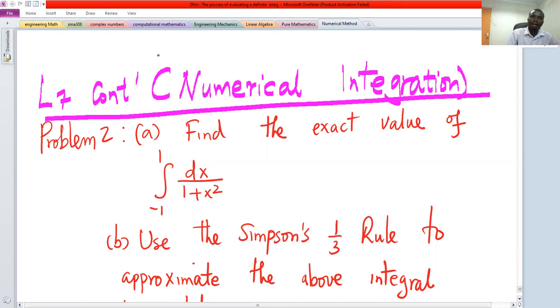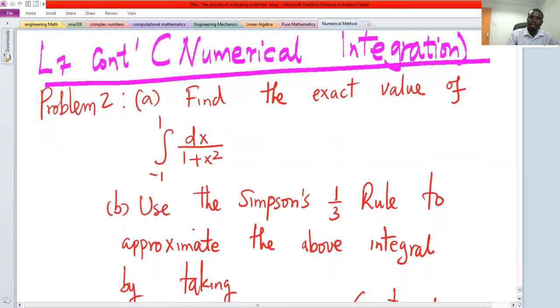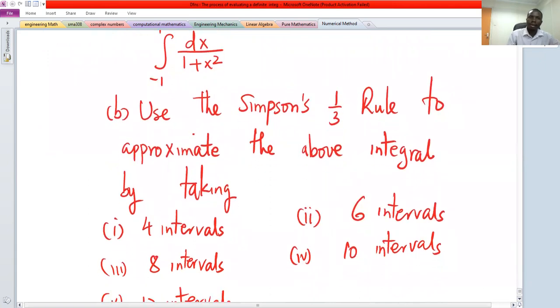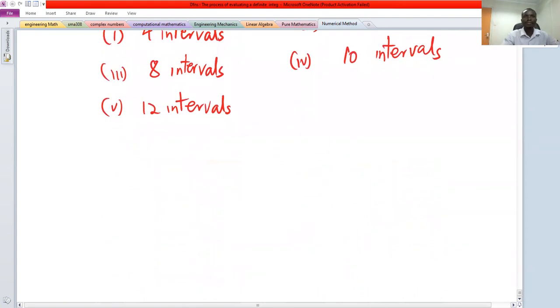using a number of intervals. So there are 4 intervals, 6 intervals, 8 intervals, 10 intervals, and 12 intervals. So this is how we are going to solve this. We'll do part A, and then part B, Roman 1 and Roman 2. In the next section, we'll do Roman 3 and Roman 4. And lastly, we'll finish with Roman 5.